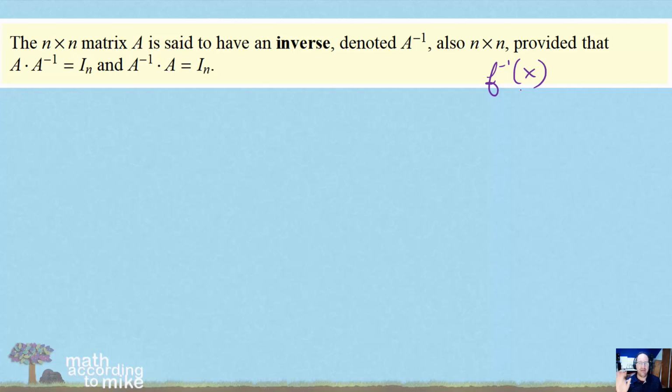Just to note, if a matrix doesn't have an inverse, we call it singular. There it is, singular. That's a matrix that does not have an inverse. A matrix that does have an inverse is called non-singular.